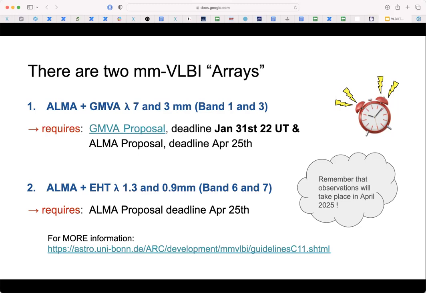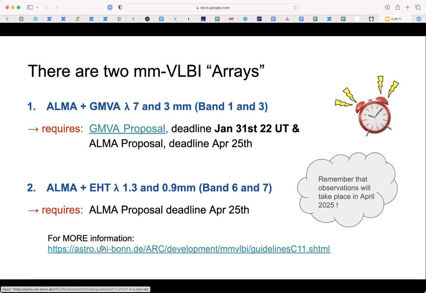Also keep in mind, until now it's been true, though it may not always be true, that if you apply for ALMA time with EHT or GMVA, observations are likely to occur in April during a special campaign. And so you have to think about when your source will be up at night at ALMA, in order to also estimate uptimes, UV coverage, and when your source is visible at various sites. So this is something that's good to keep in mind, as it's already known.